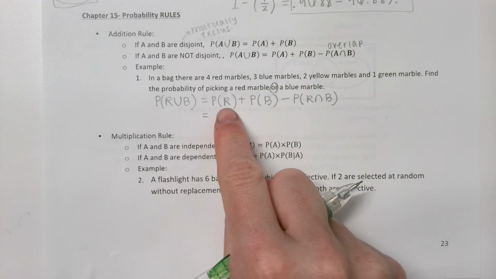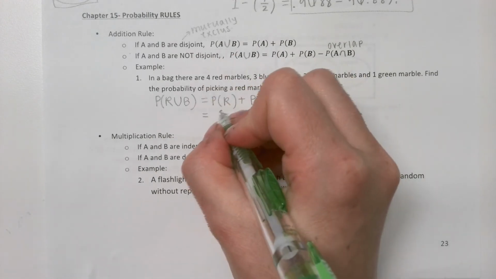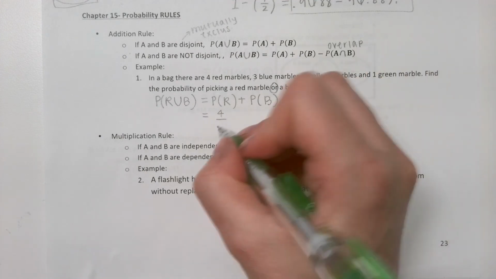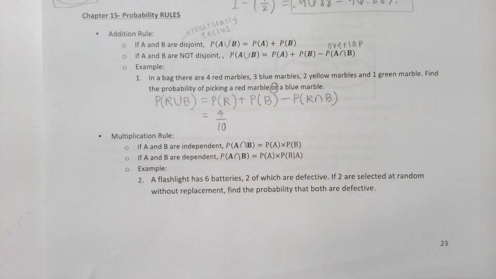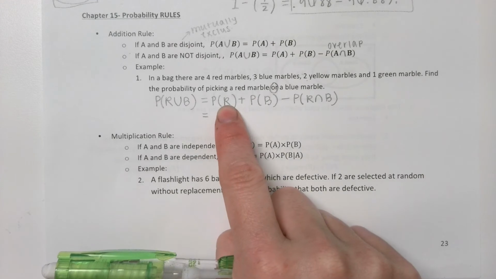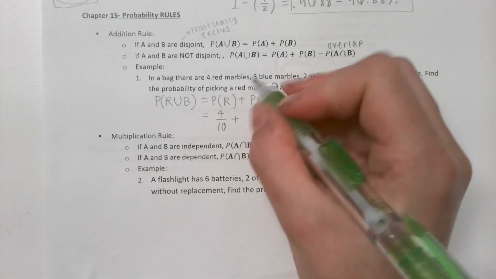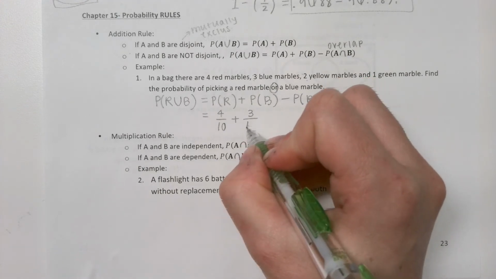Okay, let's go ahead and start with finding the red. Looks like there are 4 red marbles out of 4, 5, 6, 7, 8, 9, 10 in total. So 4 out of 10 for my chances of picking a red. Plus my chances of a blue marble were 3 out of 10.